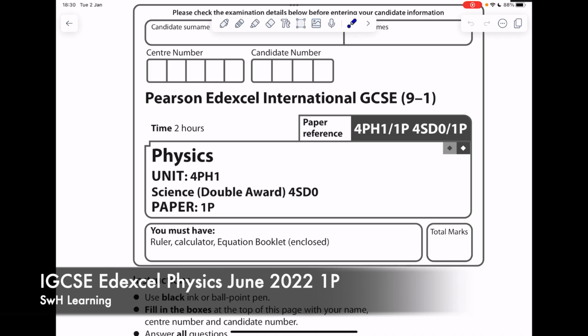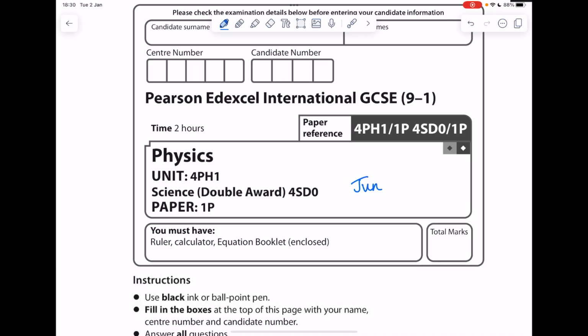This is a 1P IGCSE Edexcel past paper from June 22.